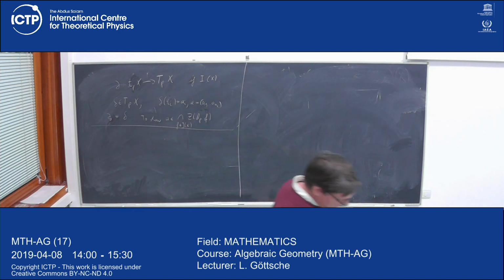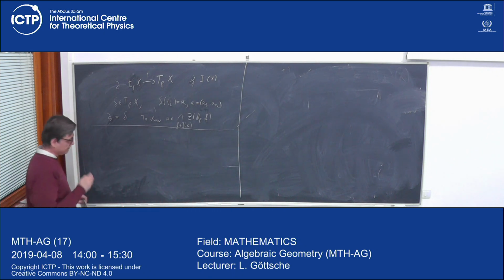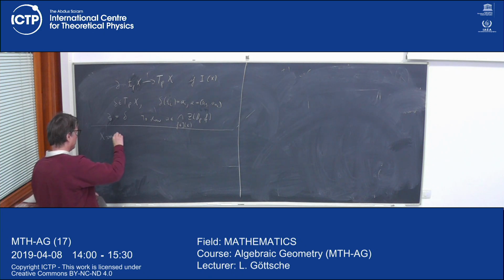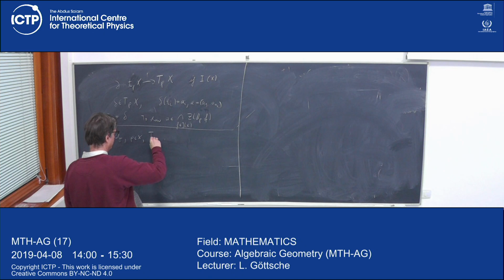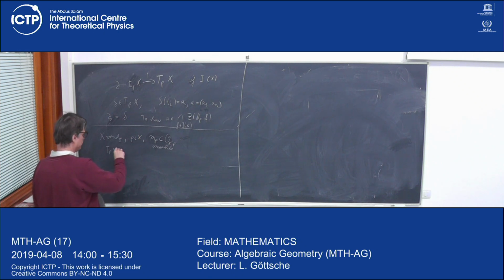So maybe we can... I would like to start. So we had finished by having this new definition of the tangent space. So we had said that if X is a variety and P is in X, we had defined the tangent space of X at P to be the dual. So we have the local ring, the maximal ideal at P inside the local ring at P. And then we had defined the tangent space of X at P to be the dual space to m_P modulo m_P squared.